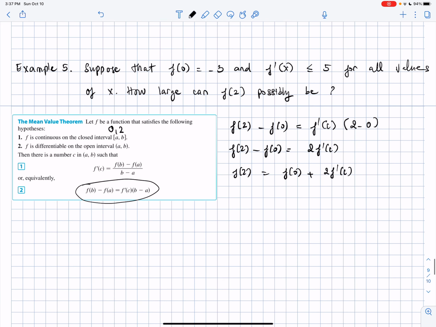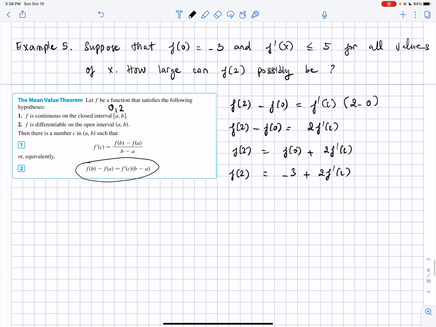What do we know about f of 0? It is negative 3, as the problem is given. So we have negative 3 plus 2 f prime of c. Okay, so we have one more piece of information that we do not use. We know that f prime of x is less than or equal to 5. So this is the same thing as f prime of c is less than or equal to 5, for any value of c in the interval from 0 to 2, and this is true.